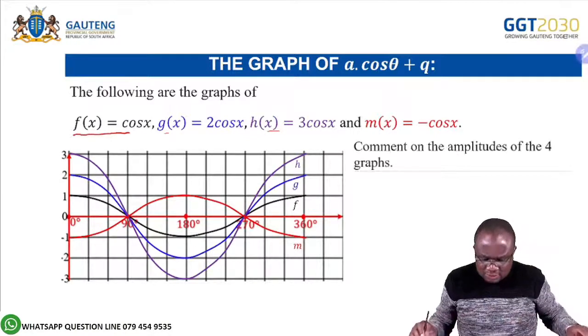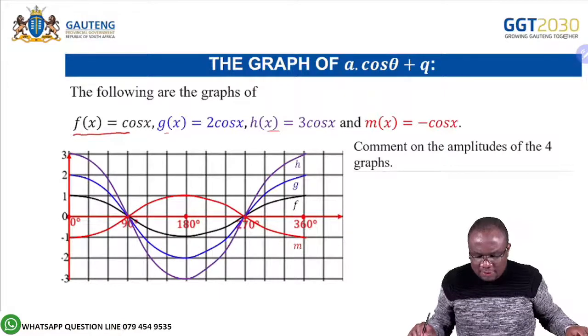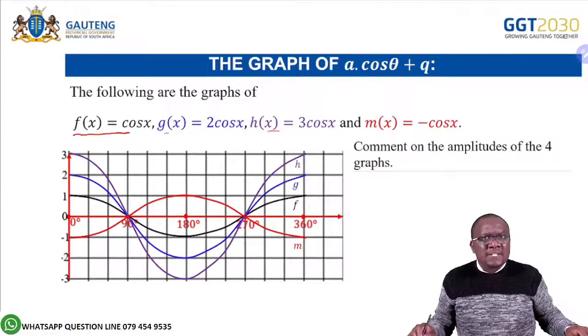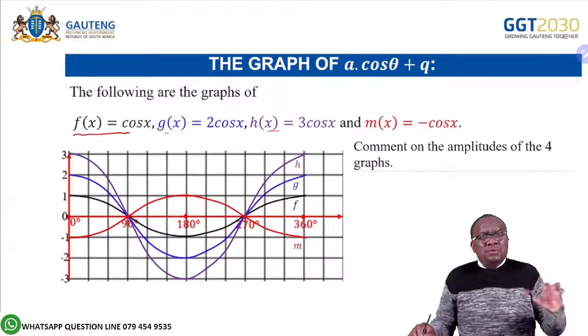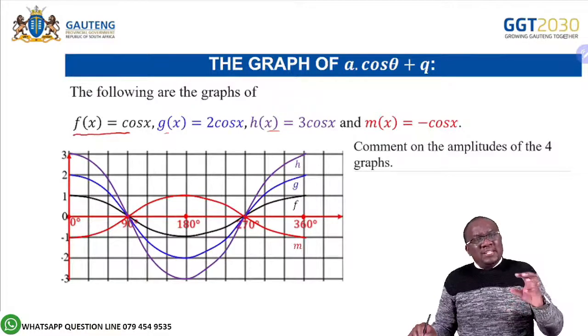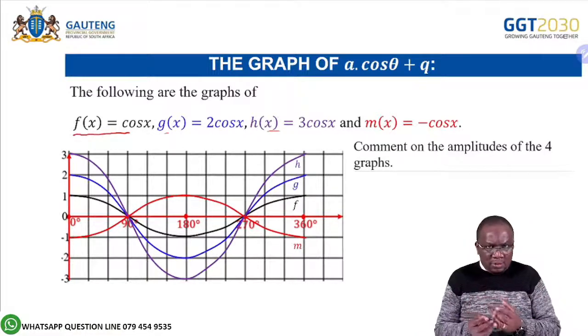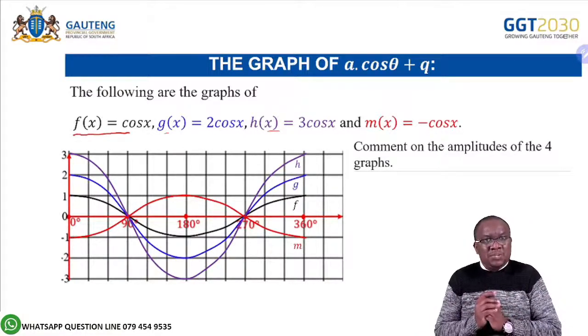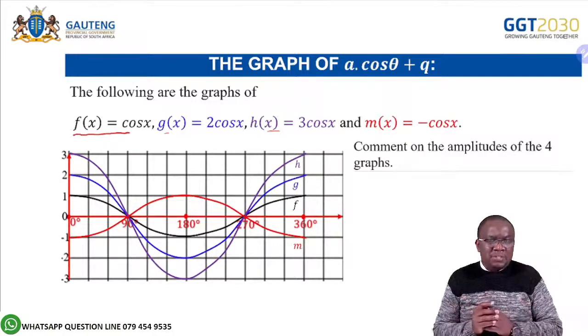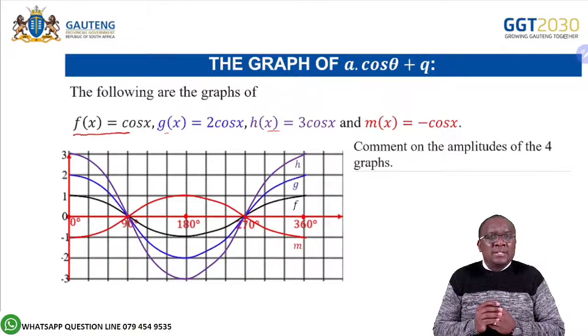So I want us to do this. Comment on the amplitudes of the 4 graphs. I want you to look at these 4 graphs and just discuss on your own. Discuss the amplitudes of these 4 graphs, and after that we're going to discuss together. Let me give you 1 minute to do that. Let's do it.